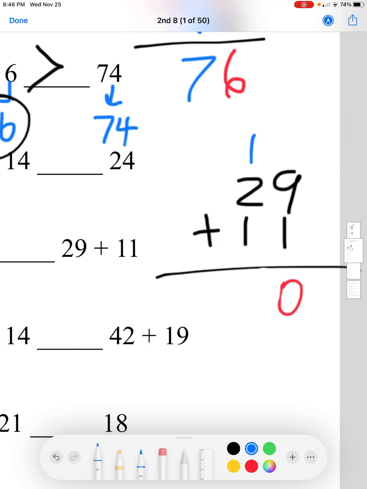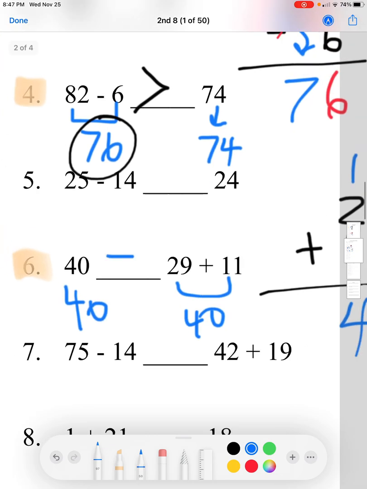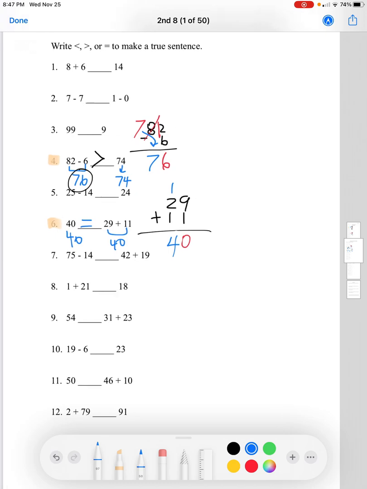So we'll add the tens place now. We have 1 plus 2, which equals 3, and 3 plus 1 equals 4. So this is also 40, and this is 40. And we know they're the same number, so we're going to put an equal sign right there. So that is how you compare these numbers.